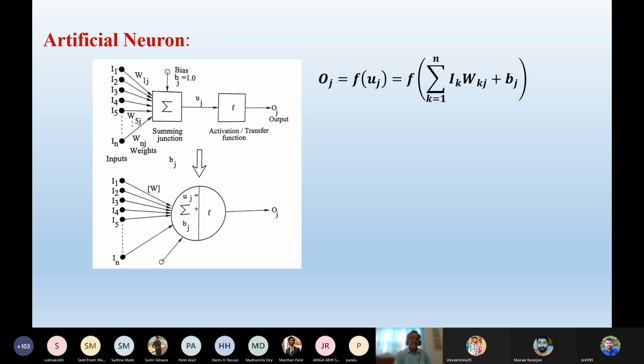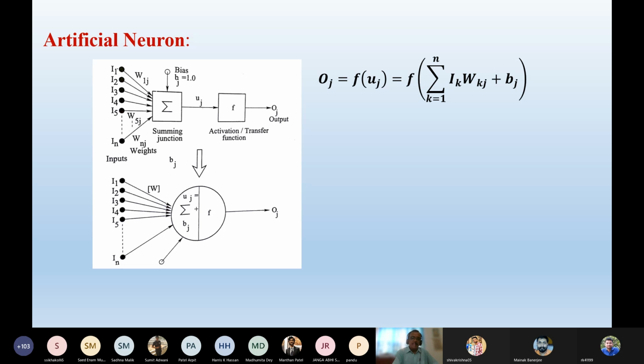And what is the purpose of using bias? That I'm going to discuss. So we find the summation k equals 1 to n of IKWKJ plus Bj. This is nothing but the total input, that is Uj. Here I'm just going to concentrate on a particular neuron, that is the jth neuron. This summing junction is nothing but the cell body or soma of the biological neuron. And the output coming out from the summing junction is Uj. This Uj information is passing through the axon of the biological neuron, and then it will go to the synapse. So this activation function or the transfer function is going to represent the synapse of the biological neuron.